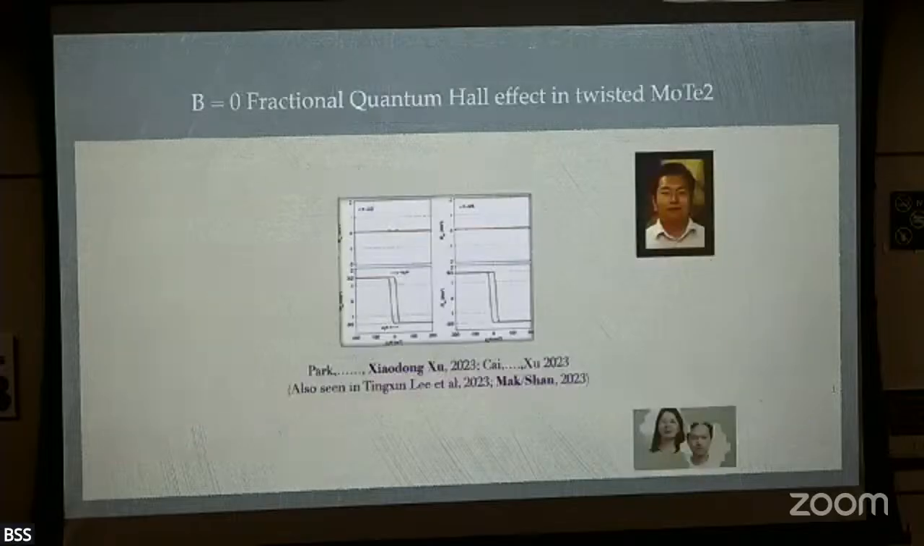All right. So let me show you some data. So this is Xiaodong Xu, and this is Kin Fai Mak, Jie Shan. These are the real heroes in this field, these and Long Ju and some of the other experimentalists.